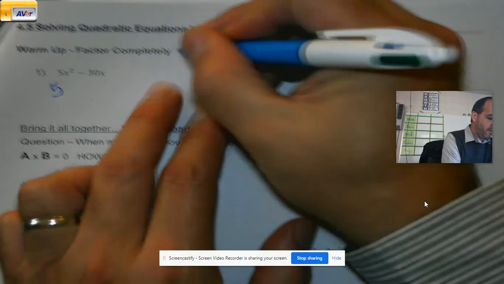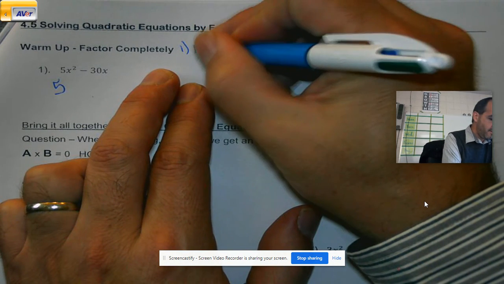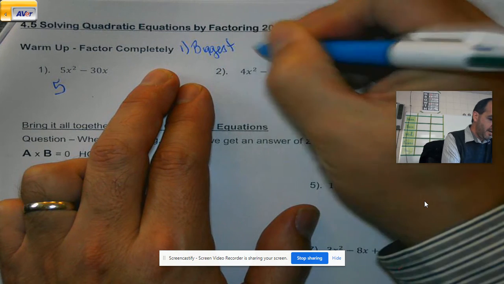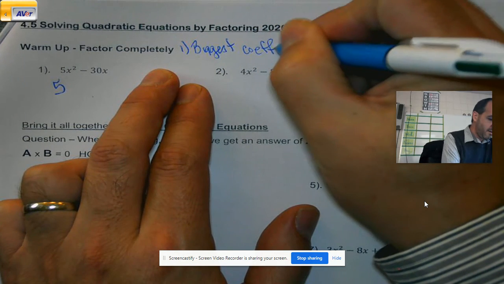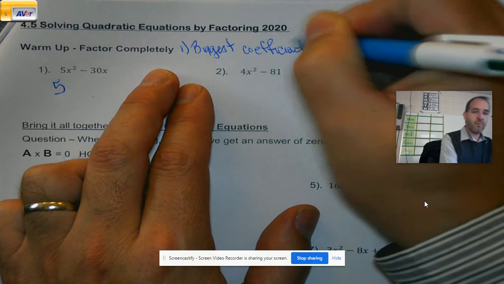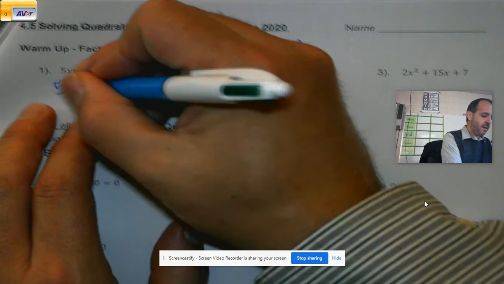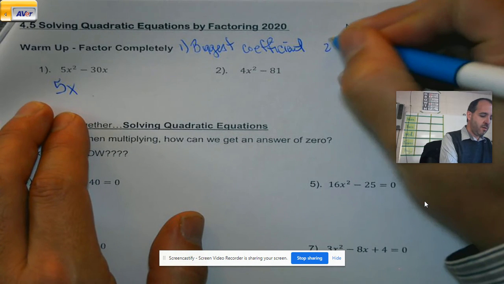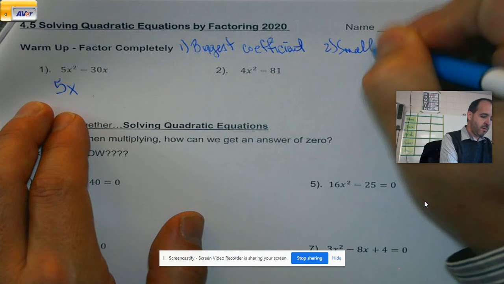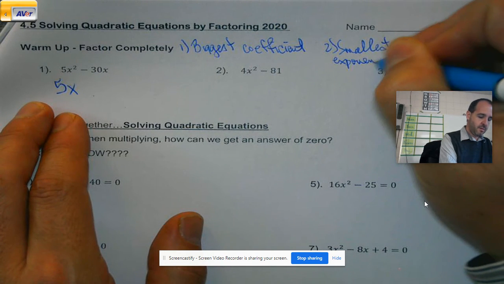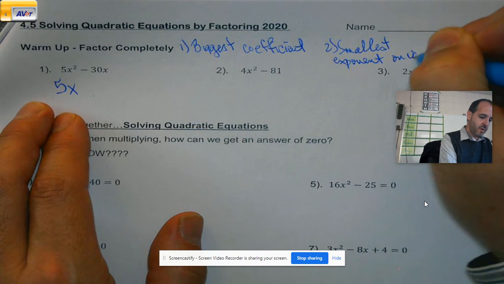So a couple of things to make note of. Biggest coefficient, you can write number in front there with it if you would like to. And then with our exponents, it's just the opposite. It's the one smallest exponent on the variable.